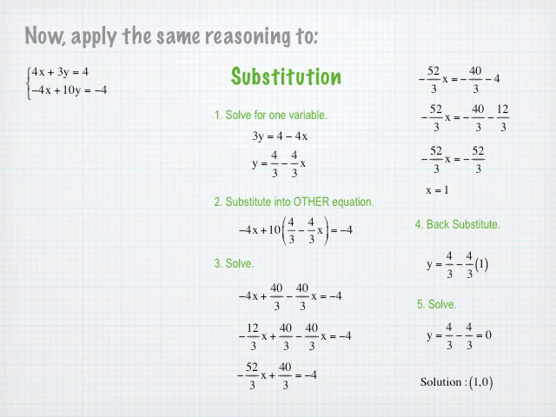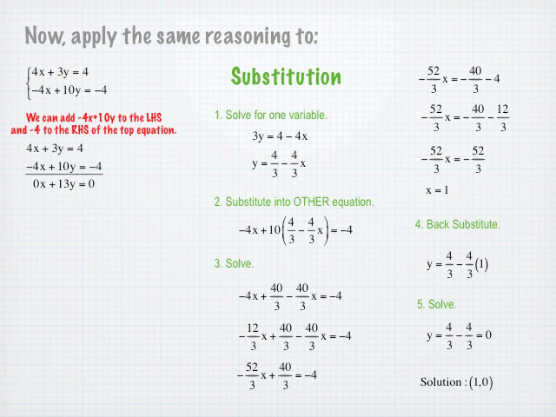Okay, so let's come back and look at this problem again. I have 4x plus 3y equals 4, and negative 4x plus 10y equals negative 4. What if I wanted to add the negative 4x plus 10y on the left-hand side of the top equation and added negative 4 to the right-hand side of the top equation? Am I allowed to do that? Look at it really closely. If I take the negative 4x plus 10y and add it on the left-hand side of the top, and negative 4 and add it on the right-hand side of the top, yes, I'm allowed to do that because I'm still adding the same thing to both sides.